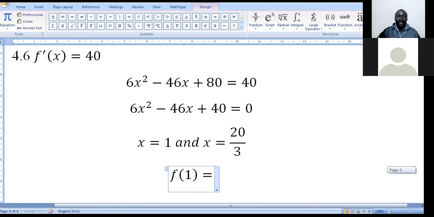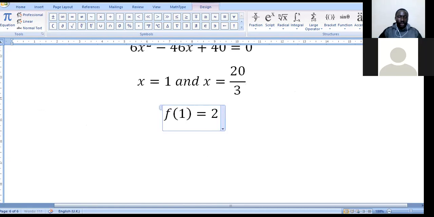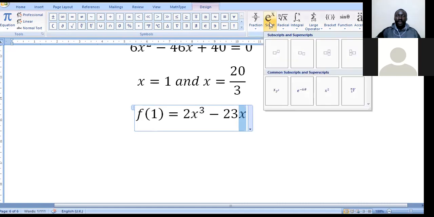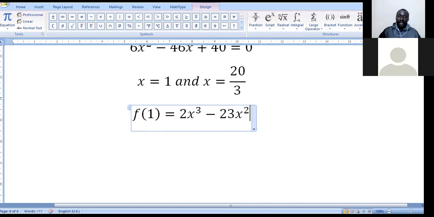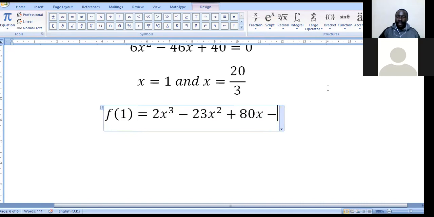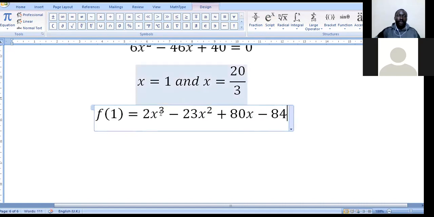So what do you have? 2x cubed minus 23x squared plus 80x minus 84. So for x equals 1, what do we have here?